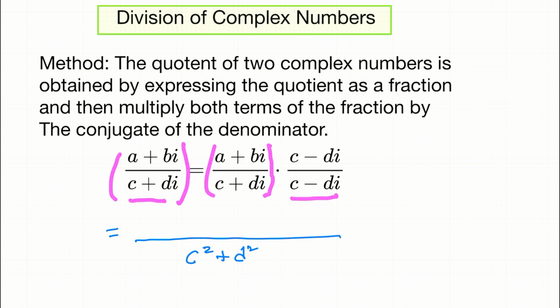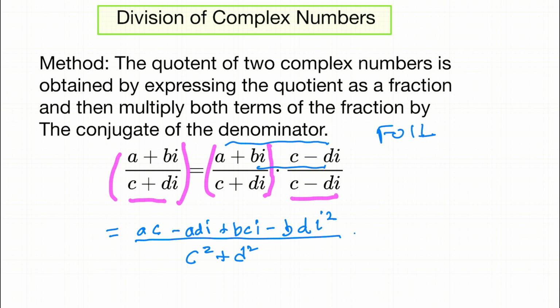So first, we're going to use FOIL: first, outer, inner, last. The first is ac, and then the outer, which would be these two right here, is minus adi, and then inner is plus bci, and then last, which would be these two right here, is going to be plus bd, and it's actually going to be a minus, and then i squared. So first is the ac term, outer is the adi, I'm just checking my work as I go, inner is this term right here, and then the last is bd times minus i squared.